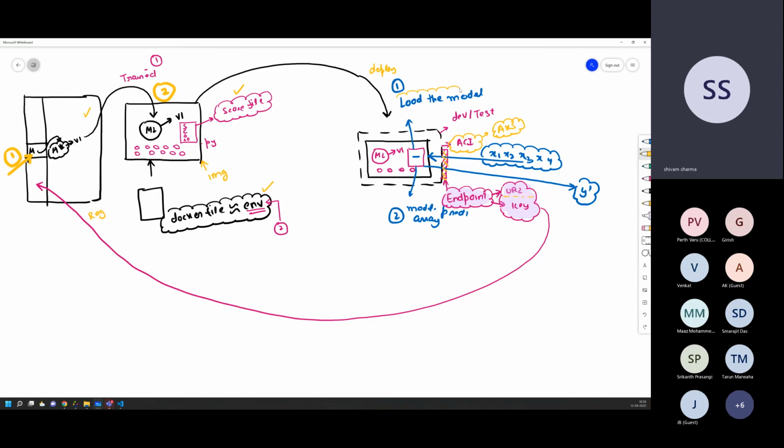And the score file does 2 things. It loads the model as such, initializes the model. And secondly, whatever data comes over the API call, it does a model.predict on top of it and throws the output back. That's what it does.